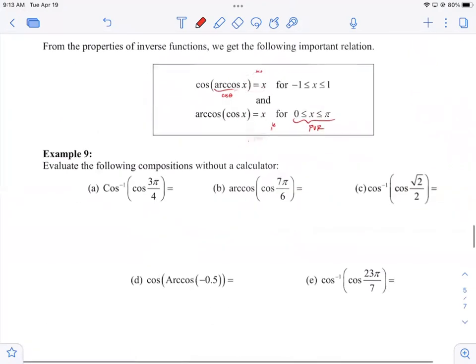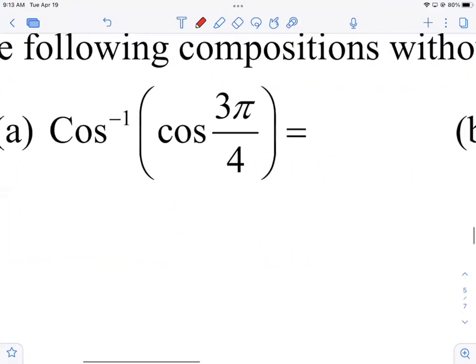All right, let's try it out without a calculator. Inverse cosine of cosine of 3π/4. Is 3π/4 in this case an angle or a ratio? It's an angle. How do we know it's an angle? It's next to cosine, right? Not because it has pi in it. It's because it's next to cosine. So I'm going to take the inverse cosine of the cosine of 3π/4. Is the answer then 3π/4? Yes, because 3π/4 is in quadrant 2, which is in the PVR.